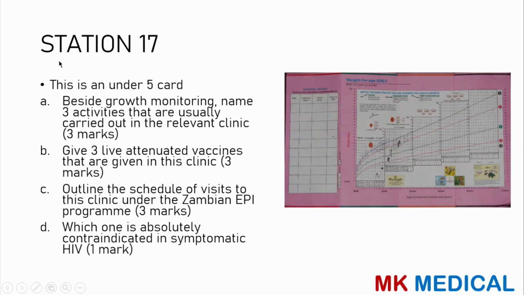Station 17. This is an under 5 card. Besides growth monitoring, name three activities that are usually carried out in the relevant clinic. Give three live attenuated vaccines that are given in this clinic. Outline the schedule of visits to the clinic under the Zambian EPI, that's Expanded Program on Immunization, and which one is absolutely contraindicated in symptomatic HIV. So take your time, think through this question, pause the video if you may, but here comes the answer.